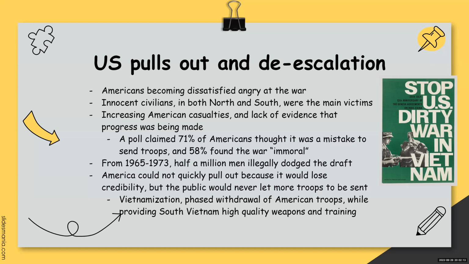But America could not quickly pull out because they would lose credibility, but they could also not get more involved because the public would just hate the government more. So then they eventually decide on Vietnamization, which is slowly withdrawing American troops while providing South Vietnam high quality weapons and training so they could fight against North Vietnam better, which didn't really work.